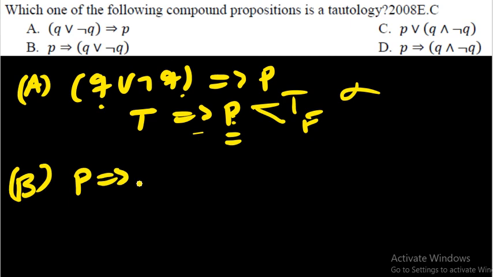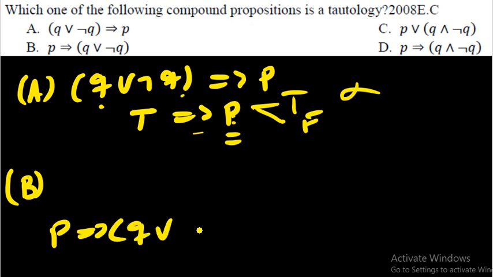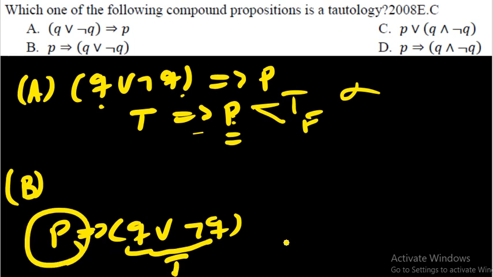Choice B, P implies Q or negation Q. Again, as I said before, Q or negation Q is true. If this is true without any precondition, whatever the P is, this is always true. Therefore, that is a tautology. So the answer will be B.